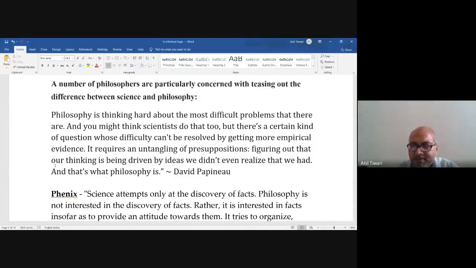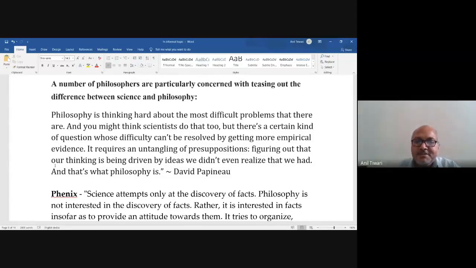And 2 or 3 people made remarks, so you can rely on them. They are fantastic philosophers, cognitive scientists. So David Papineau is one of the fantastic cognitive scientists. What he is talking about is how the philosophical approach differs from the approach we call the scientific approach. What he's saying is that philosophy is thinking hard about the most difficult problems that there are.